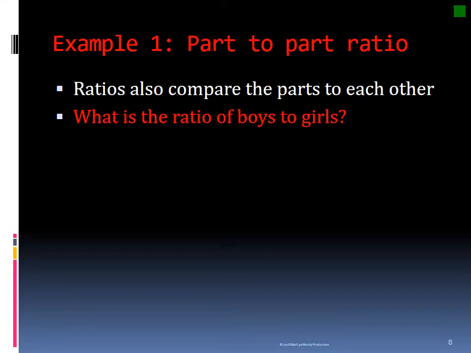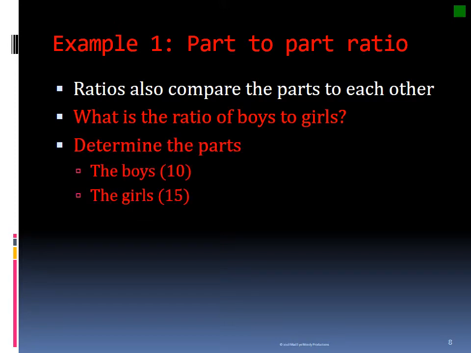In the same class, this is the same example of boys to girls, but here, instead of comparing boys to the total number of students or girls to the total number of students, we want to compare the parts to each other. So here we would say, what's the ratio of boys to girls?